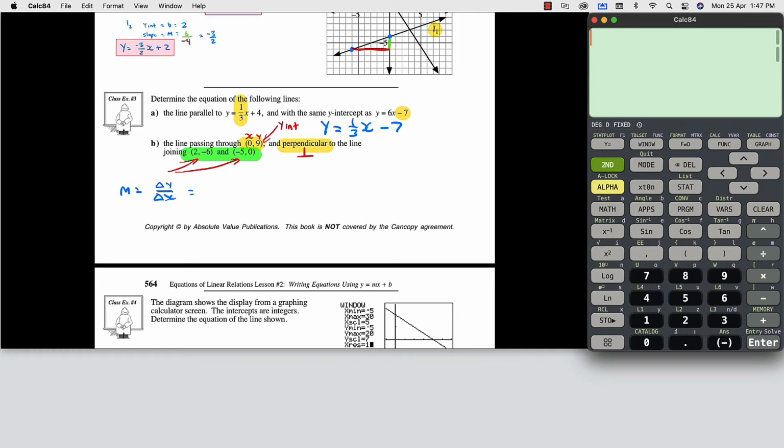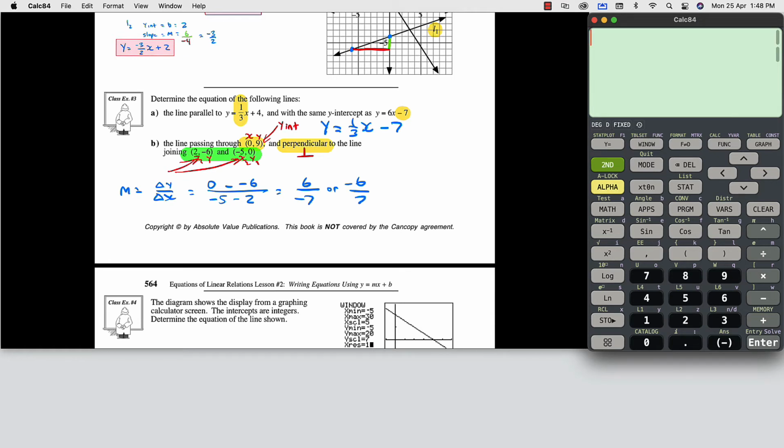which is going to equal y2, which I just need to label these out as x1, y1 and x2, y2. So the y2 is going to be 0 minus the y1, negative 6, all over x2, which is negative 5, minus x1, which is 2. And we end up with a positive 6 over a negative 7, which is the same as negative 6 over 7, but that's of the other line.